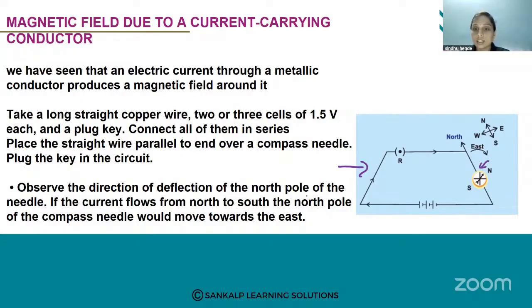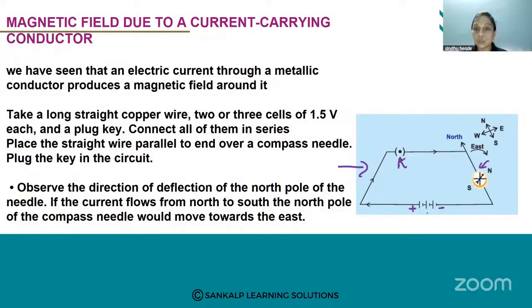See here, this is the circuit setup. Again, the large line indicates the positive terminal of the battery and the short line indicates the negative terminal. The battery is connected to the plug key here, and some conductors are also connected. These lines are conductors. Then one compass is placed inside this circuit. Let us see what happens.